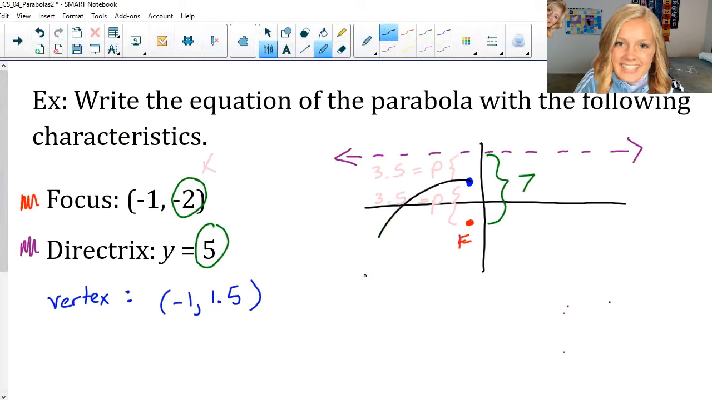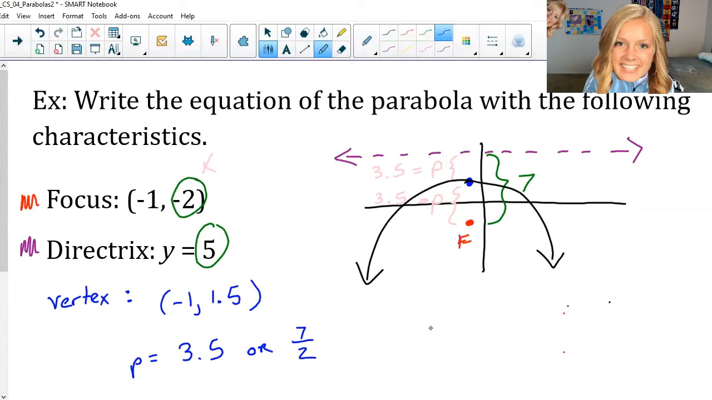So we know that this should be opening down. I'm just sketching, right? But I know it always opens in the opposite direction of the directrix. So if the directrix is above, then it must be opening down. And for each value that we go down here, we already figured out that value of p. So that's going to help me. P is 3.5 or 7/2. Since it's opening down, then it must be of this form.